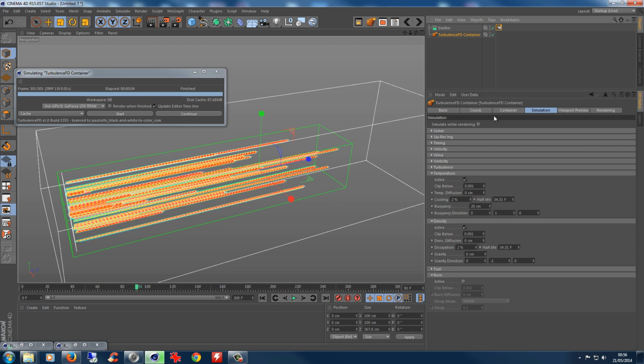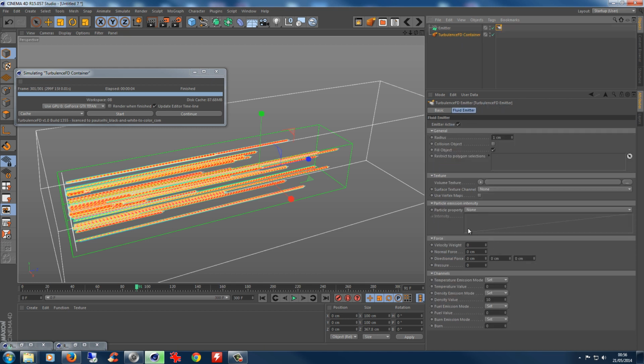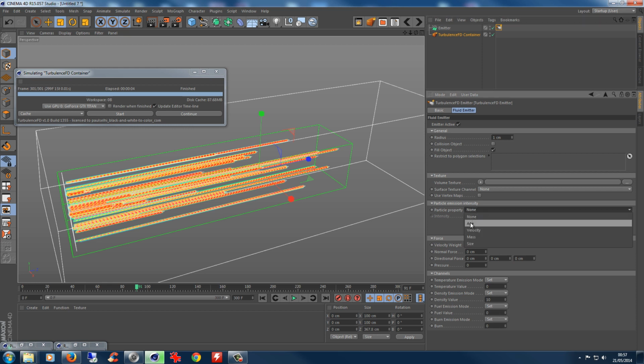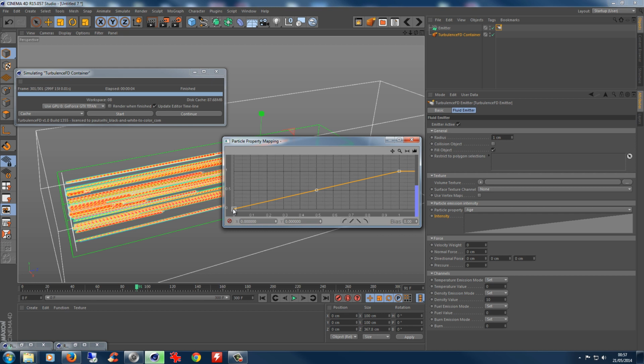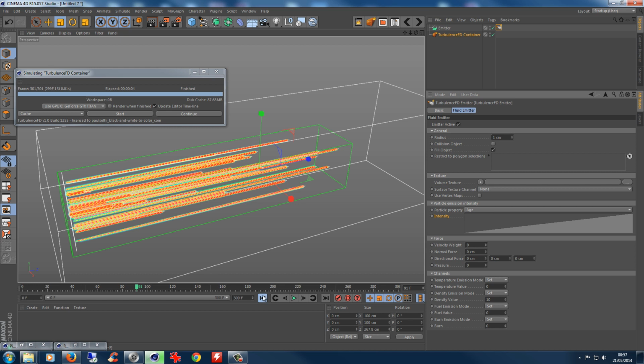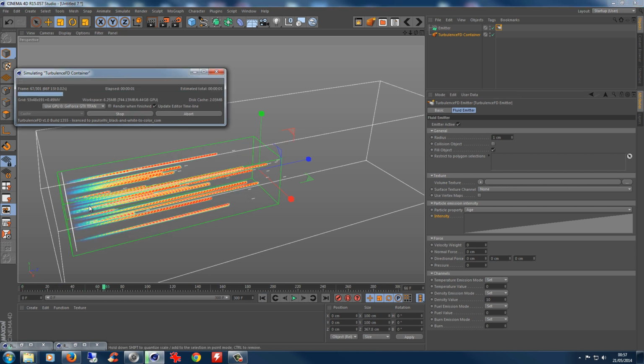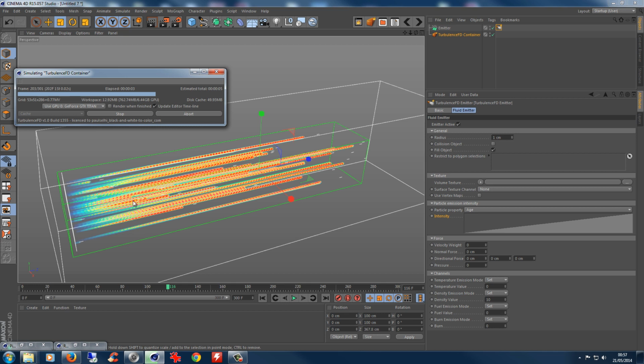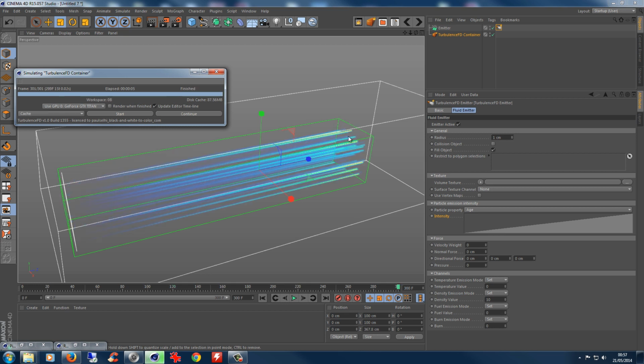Now the fun things to play with are on the emitter tag, particle emission intensity, and a good example would be age. Okay, so what we're saying here is that as things start off at age 0, they're emitting nothing, and at the end of their lifetime, their age, they get to a maximum emission. So if we sim this now, we're getting virtually nothing emitted until they get near to the end of their age.